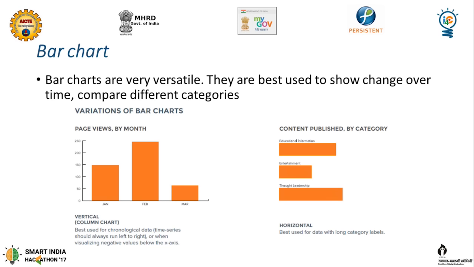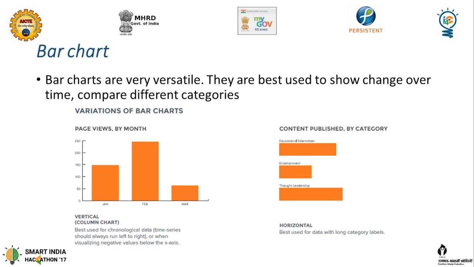Vertical bar chart is there. It is typically called a column chart, and there is basically a horizontal chart that is called a bar chart. If you look at the naming convention, horizontal is called a bar chart and vertical is called a column chart. So in case of vertical, it is best used for chronological data.